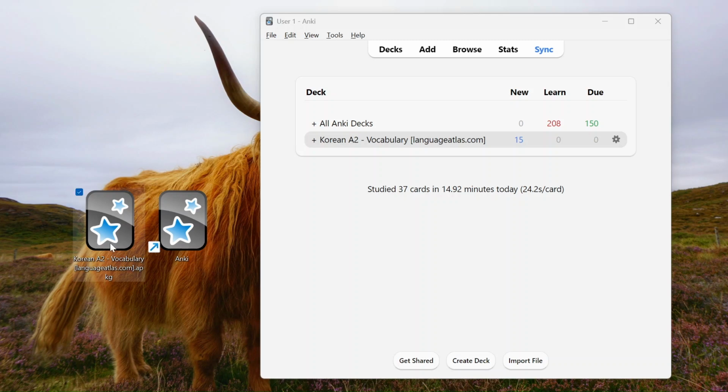A2 vocabulary Anki deck. In this video we will go over three things. First, I would like to show the course structure of the Korean A2 vocabulary Anki deck. Second, I would like to show the course content. And third, I'd like to show you some brief system and editing options.